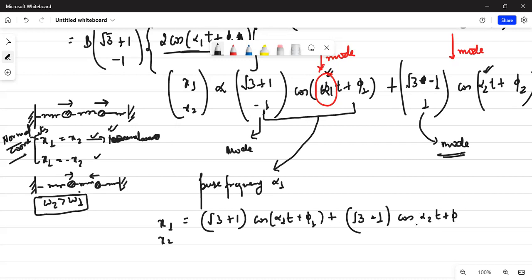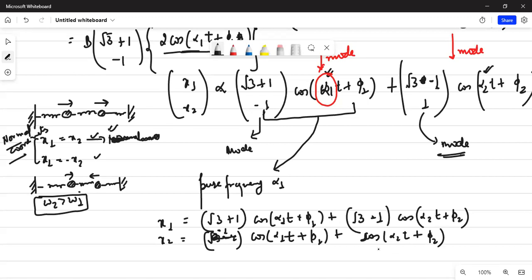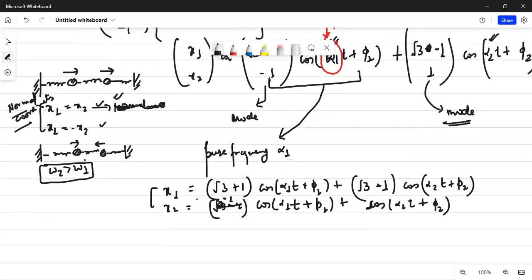And the second one was, if we look, I think root 3 minus 1, and then I had cos alpha 1 t plus phi 1, and then I had this will be 1, and this will be 1 minus 1. So this will be minus 1, the first one was minus 1, the second was 1, and this will be cos alpha 2 t plus phi 2. Is that clear?